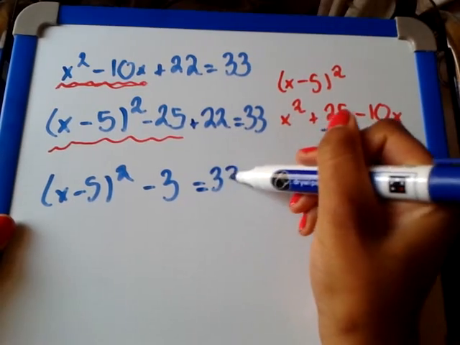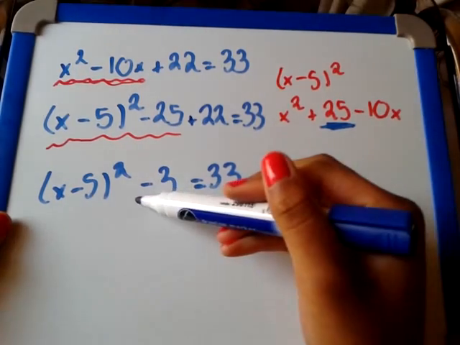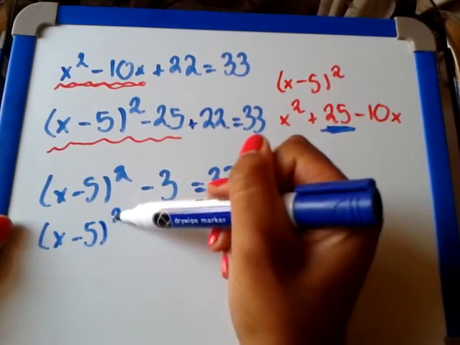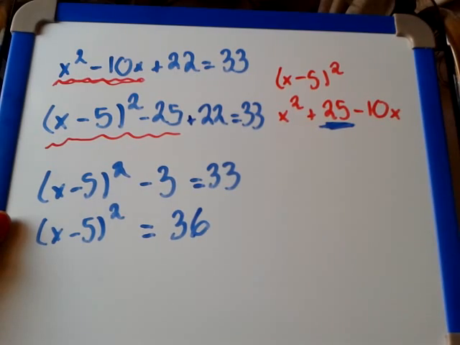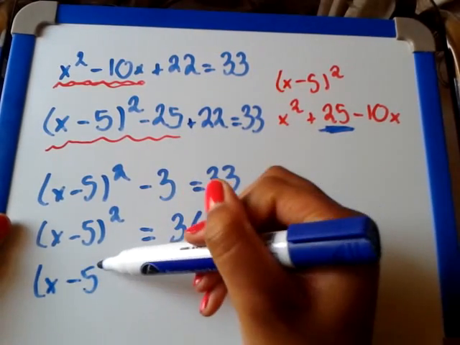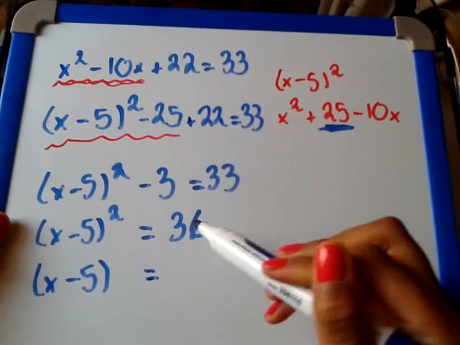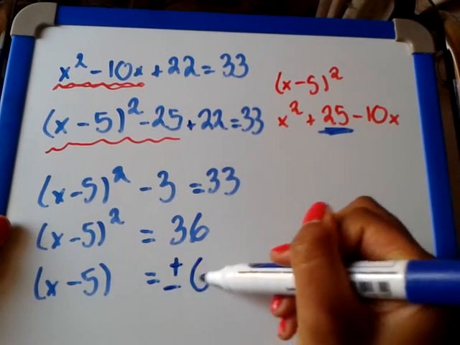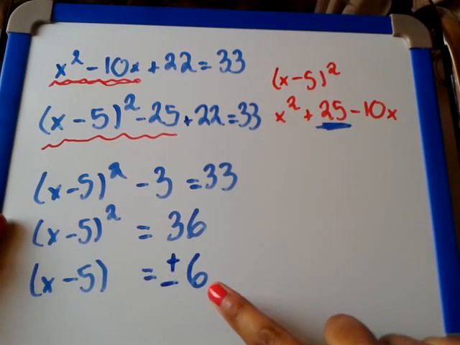And that equals 33. So the next step is to carry the minus 3 over, and we do that by adding 3 to both sides of the equation. This is going to give us x minus 5 squared is equal to 36. Next step again is to square root both sides. That's going to give us x minus 5 is equal to, and again we're going to have two values, plus and minus 6. So x minus 5 is equal to plus and minus 6.